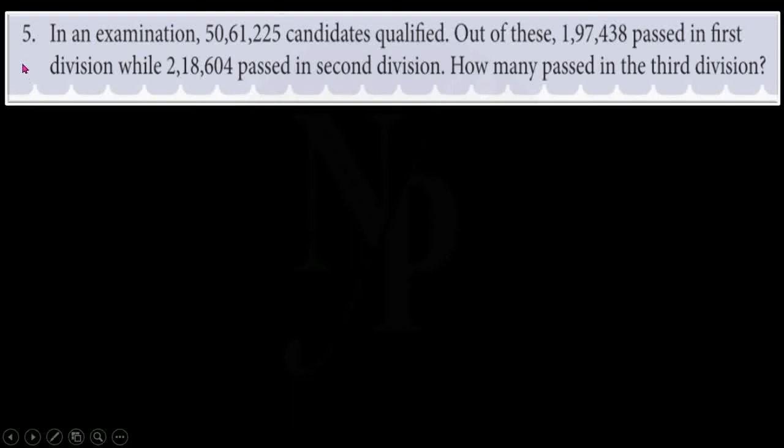Question number 5. In an examination, 50,61,225 candidates qualified. Out of these, 1,97,438 passed in first division, while 2,18,604 passed in second division. How many passed in the third division?